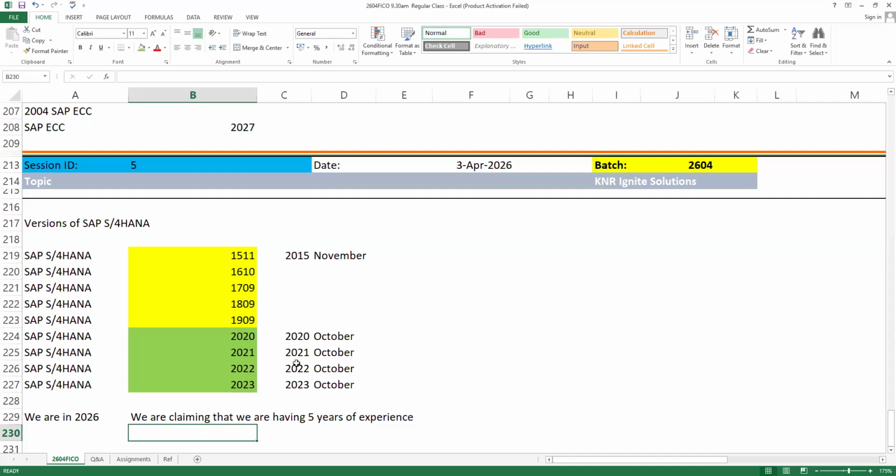Now we need to keep in mind whenever we are claiming that we have experience, we work on implementation projects. The minimum expected question is on which SAP S/4HANA version you worked.